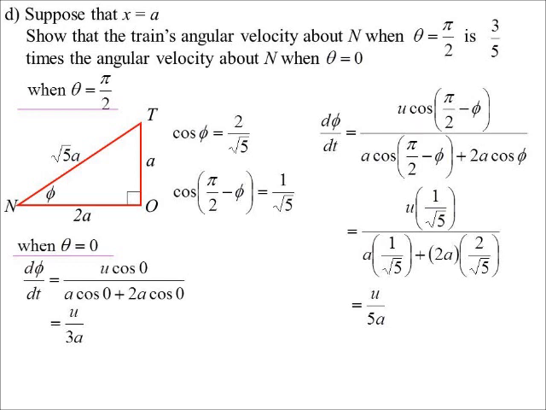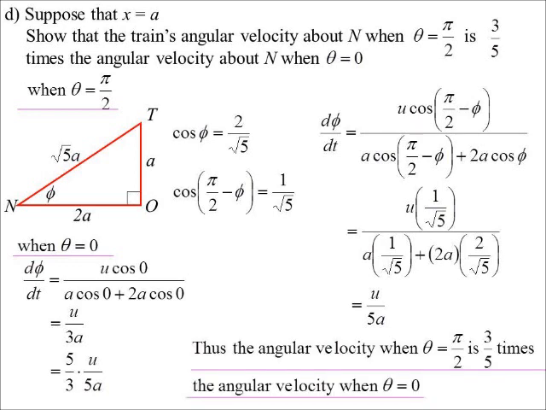Remember, we're trying to show that the first one is 3/5 the second one, which is the same as saying the second one is 5/3 the first one, which is what I then did. I said, well, hang on, that is 5/3 of u on 5a. So yes, the angular velocity is 3/5 times the angular velocity when theta equals 0.